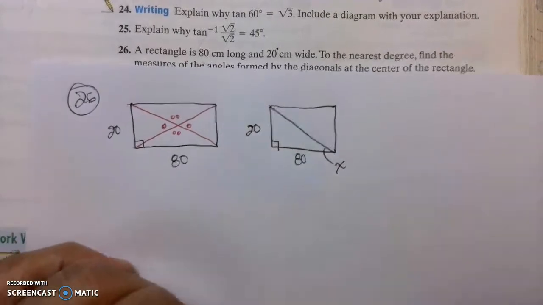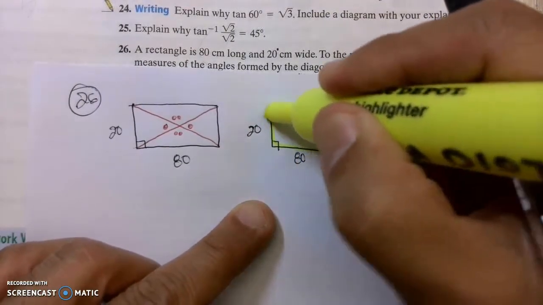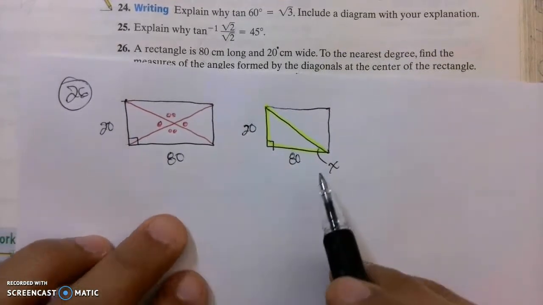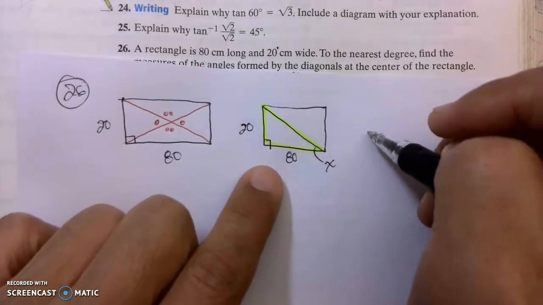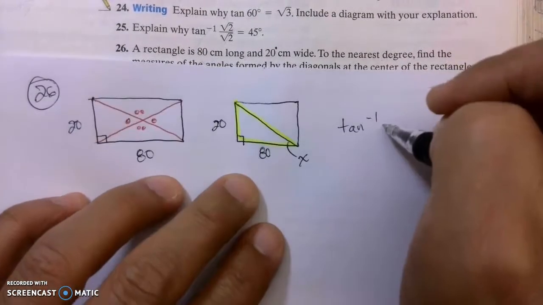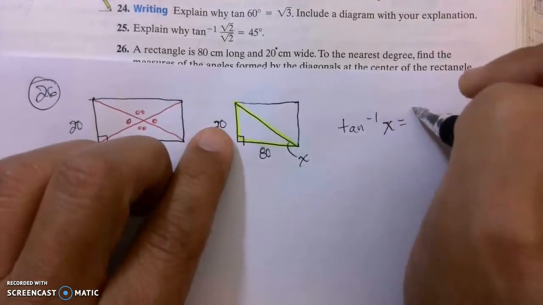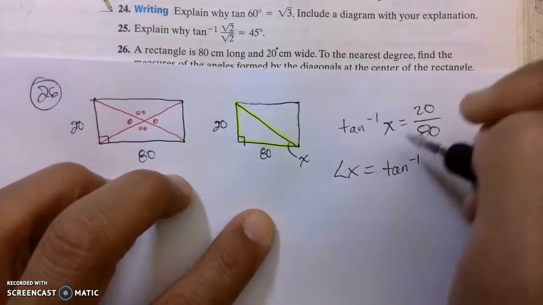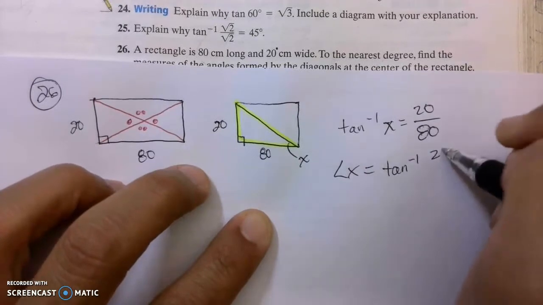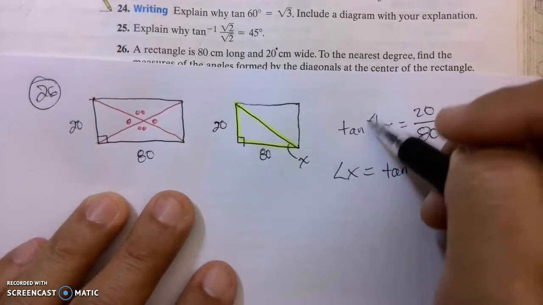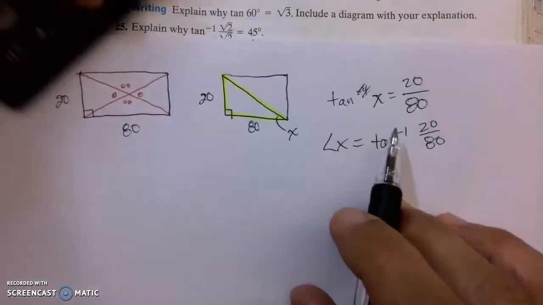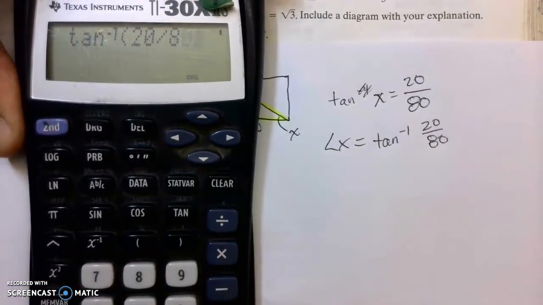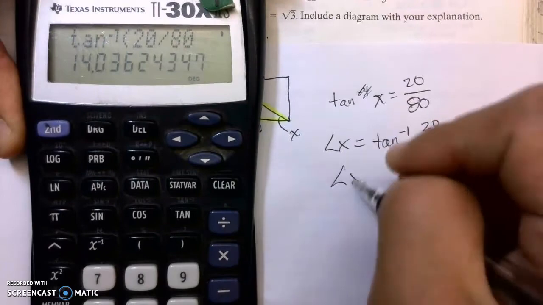Okay, I'm going to focus in on this yellow right triangle. If I figure out angle X, that will walk me through all the other angles in the rectangle. If I stand at this angle X in this yellow triangle, I would say tangent X is equal to opposite over adjacent. So angle X is equal to inverse tangent of 20 over 80. Okay, and so let's use the calculator. I'm going to go inverse tangent 20 opposite over adjacent 80. It says angle X is 14 degrees.